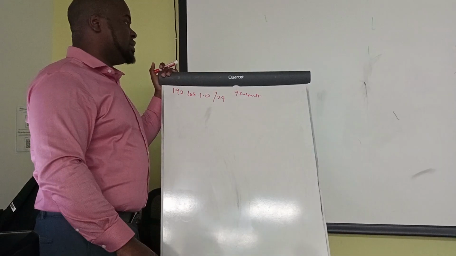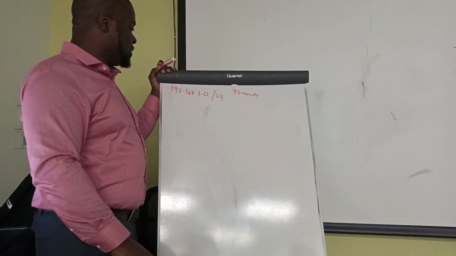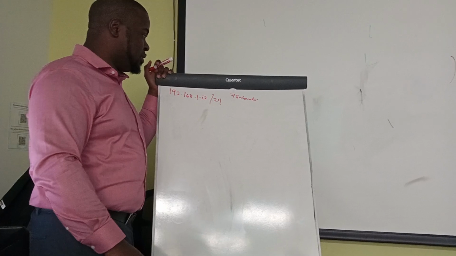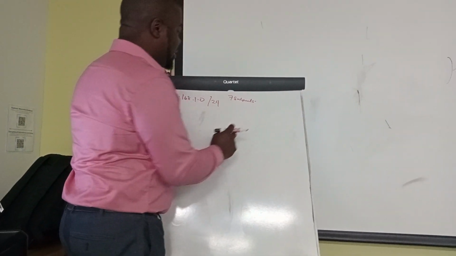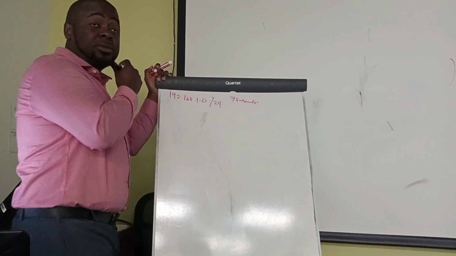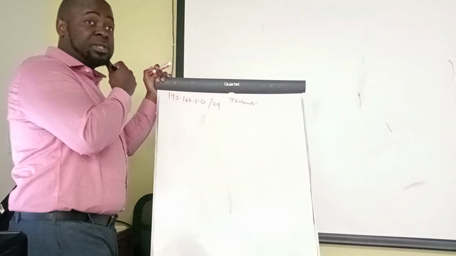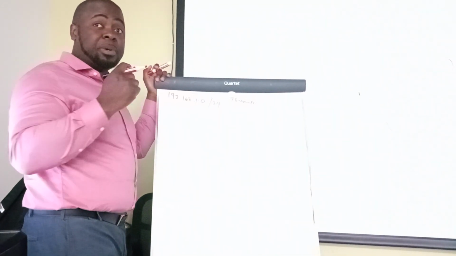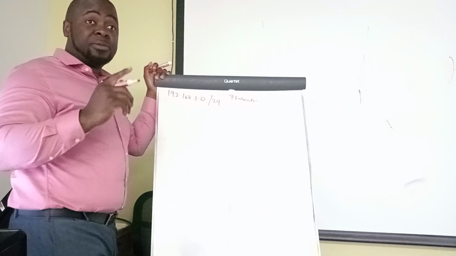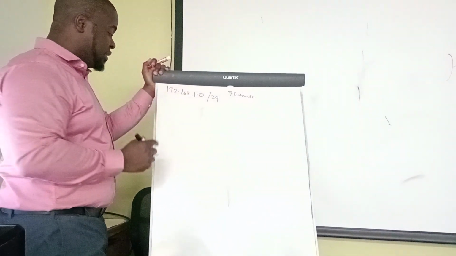We'll try to subnet this question: 192.168.1.0/24. We want to create 7 subnets. Like I told you, the first thing I will always do if I'm actually going to solve this in an exam is to write out the powers of 2. That's the first thing you need to do. It's going to make your life easy.